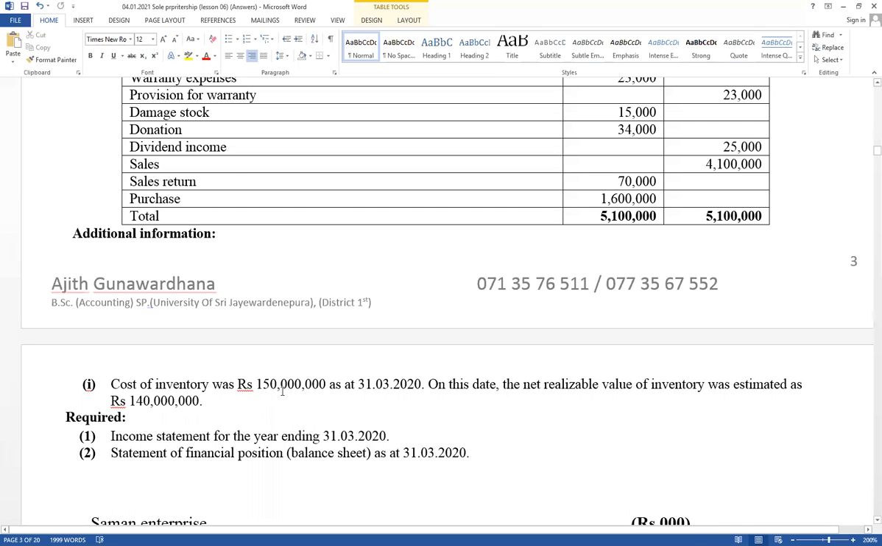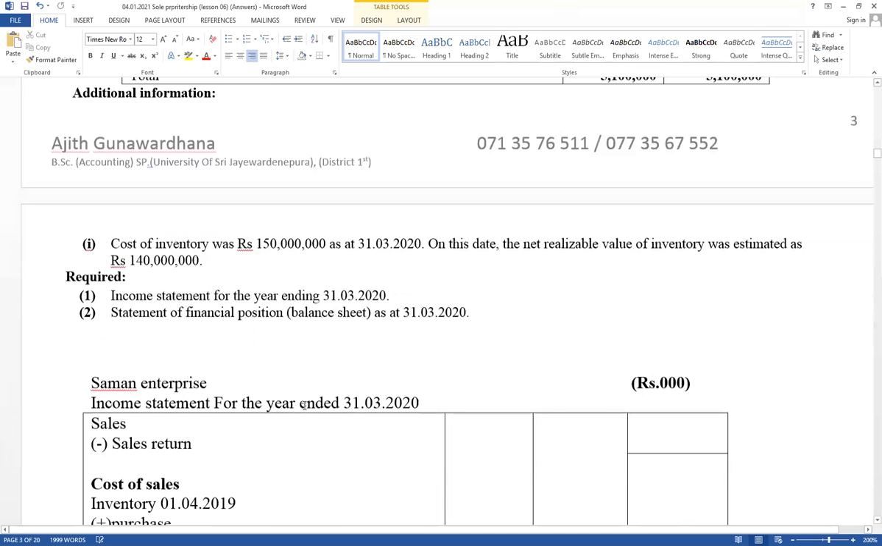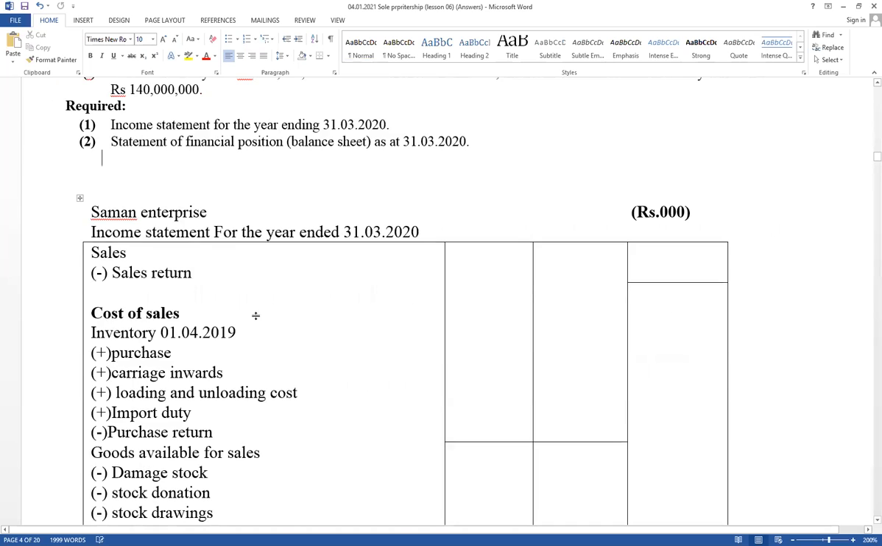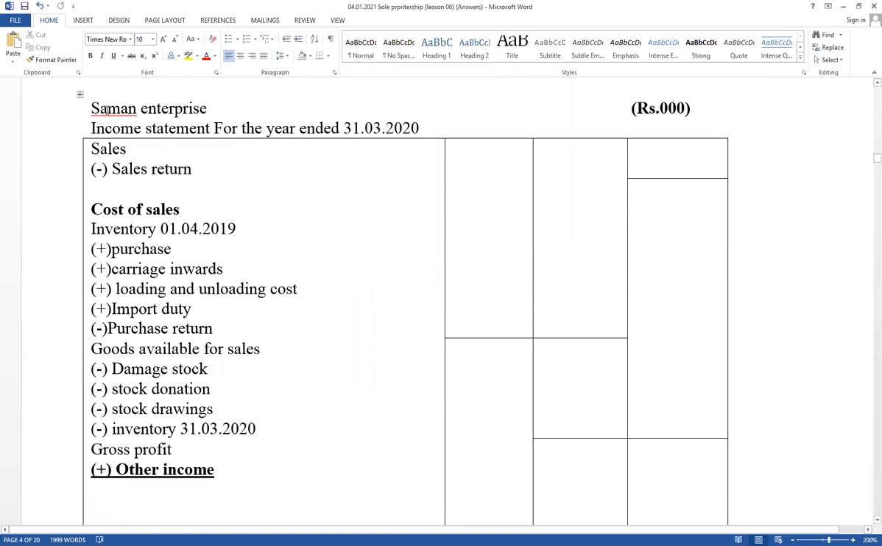Double entry system should be applied. This is the format from the beginning. The format you have to prepare: income statement as well as statement of financial position. And this is the format for the income statement. Like this, you have to prepare the format for the income statement. Name Saman Enterprise. Before we do the calculation, we prepare the format in this way. Income statement for the year ended 31st March 20.